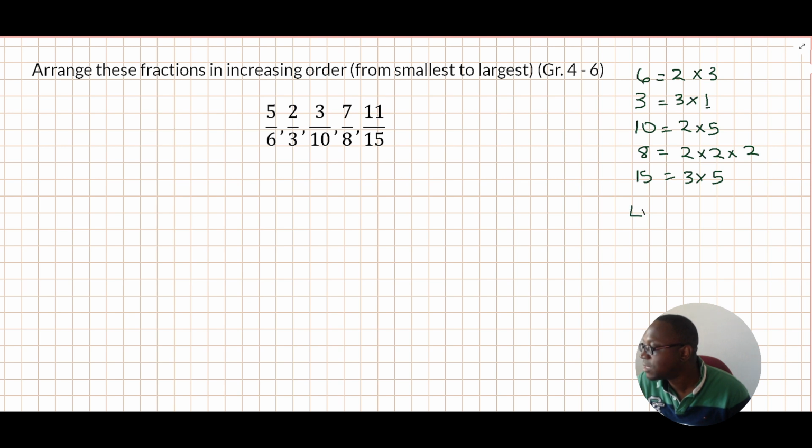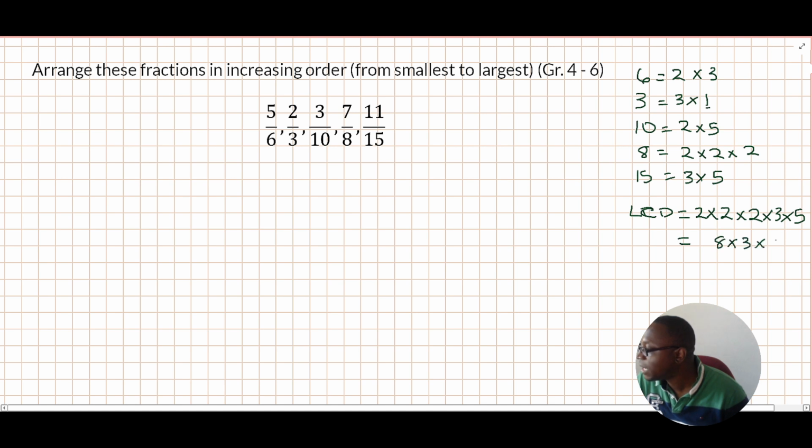So our least common denominator is going to be, we're going to account for the 2, the 3 and the 5. So we have 2 multiplied by 2 multiplied by 2, that's the largest frequency of 2. What about 3? There's only one of them, and then there's only one 5. So now we have LCD is 2 multiplied by 2 multiplied by 2, that's 8, multiplied by 3 multiplied by 5. So this is 24 multiplied by 5, and that is going to give you 120.